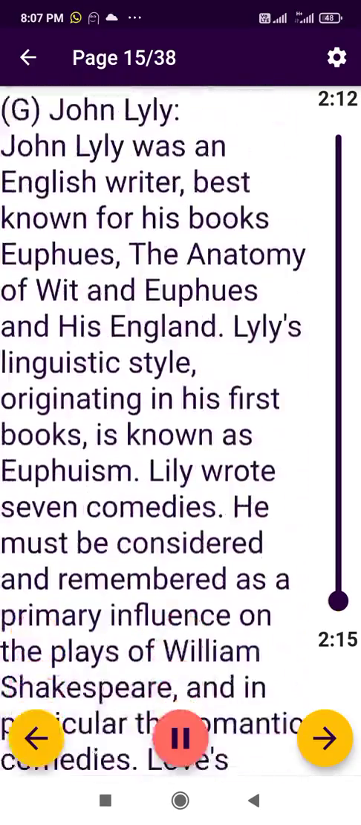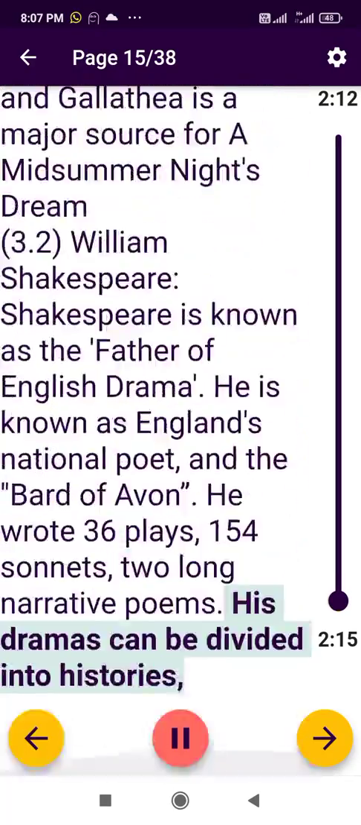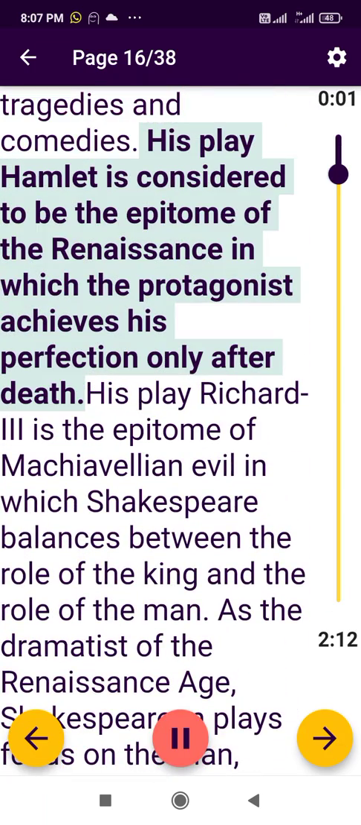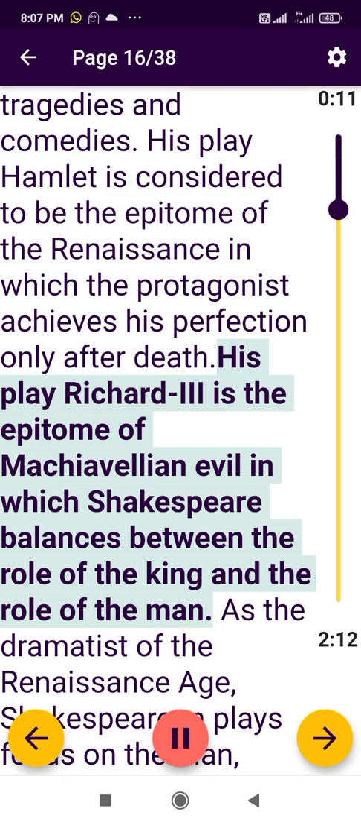His dramas can be divided into histories, tragedies and comedies. His play Hamlet is considered to be the epitome of the Renaissance, in which the protagonist achieves his perfection only after death. His play Richard III is the epitome of Machiavellian evil, in which Shakespeare balances between the role of the king and the role of the man.